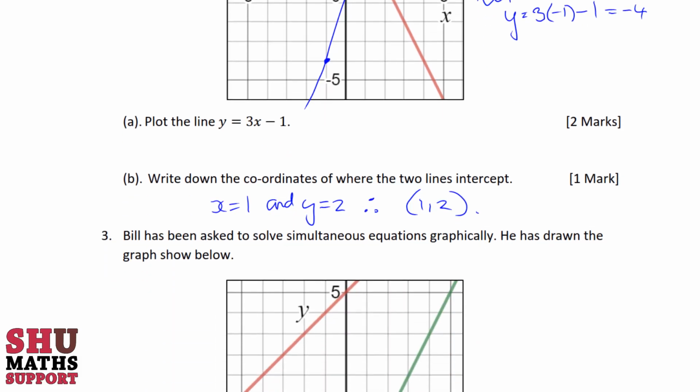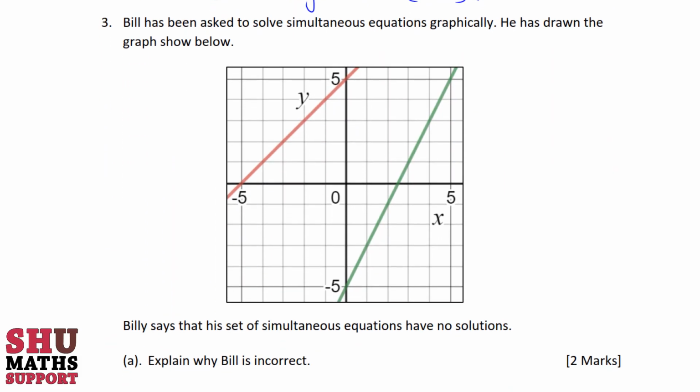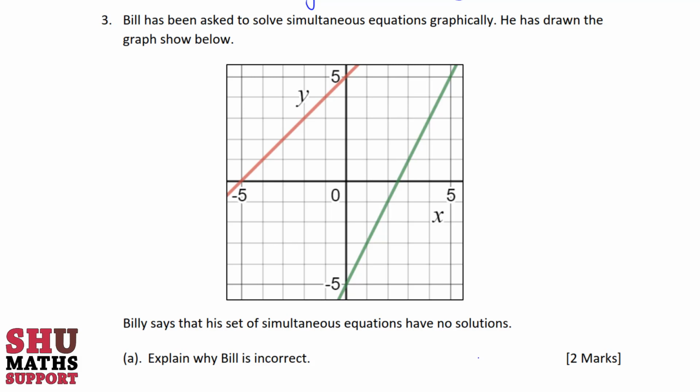Now the next question I'm just going to leave for you guys to answer. I want you to have a think about why what Billy is saying is incorrect. So we have already mentioned in the last 2 questions reasons why there are solutions. So I want you to just have a think, when wouldn't there be any solutions? And why is there a set of solutions for the problem that Billy has?